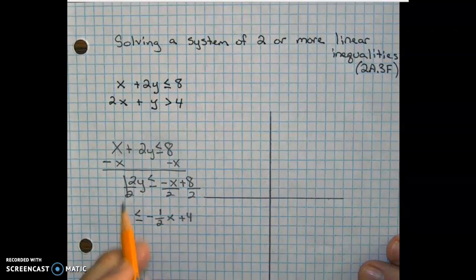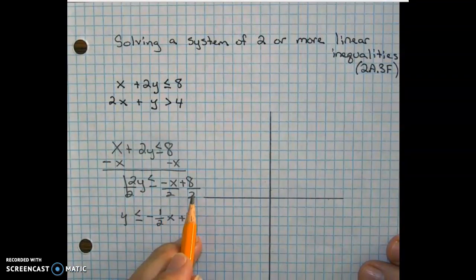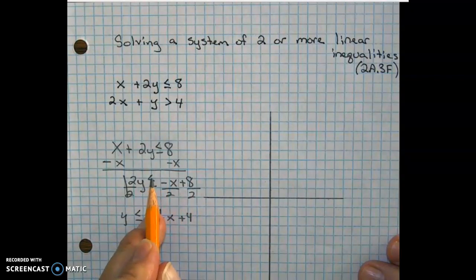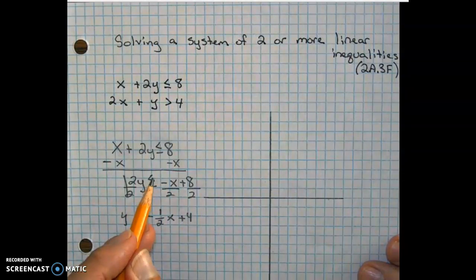Remember, anytime you divide by a negative number, the inequality switches direction. So it would go from a less than to a greater than, dividing or multiplying by a negative number. But we didn't do that here. We divided by a positive number.